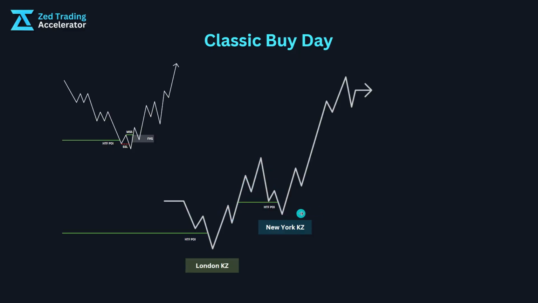Another one at the New York kill zone: price went lower, reached a higher time frame point of interest, maybe a fair value gap or an order block. Then we had a market structure shift higher, and then the price continued higher.